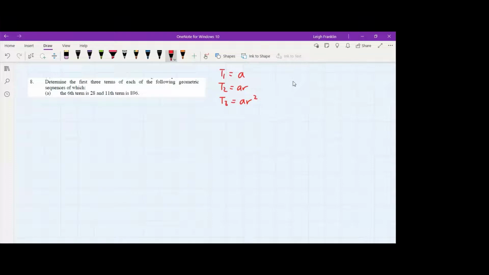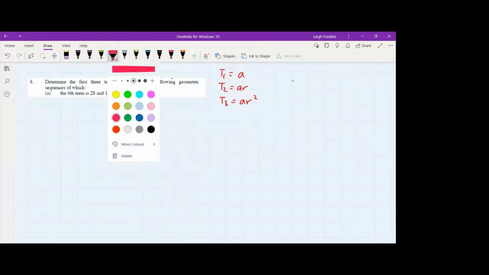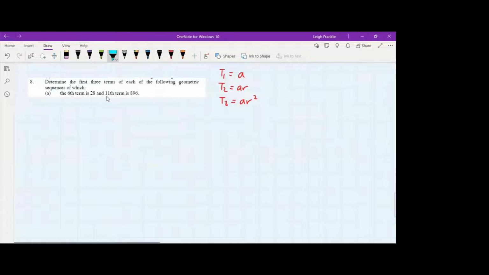So what information have they given us? Okay, so the first thing that they've told us, let's highlight that, is that the 6th term is 28. How do I write the 6th term of a geometric series? AR to the power of? 5. Good. So AR to the power of 5. The 6th term of a series is 28.